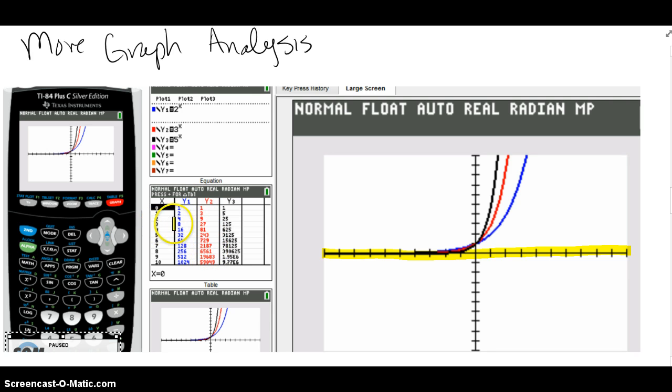So when x is 3, I'm at 8 for the 2 to the x function, but I'm already at 27 for the red function, and I'm already at 125 for the black function, which is rising much quicker. So since the bases are bigger than 1, they're increasing functions and getting bigger and bigger quicker. The bigger the base, the quicker it rises.